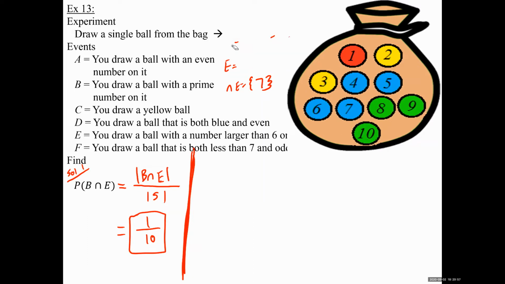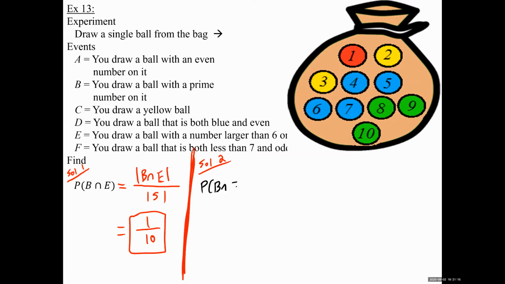Okay. Then the second way of doing it is if you use the AND formula. And if you're going to use the AND formula, you're only going to use the AND formula. Oops, solution 2. You're not going to use any absolute values after. Okay, so here we go. Probability of B and E.